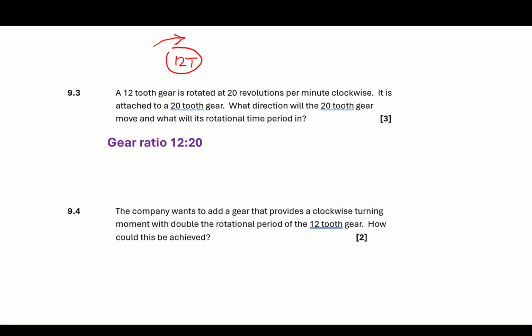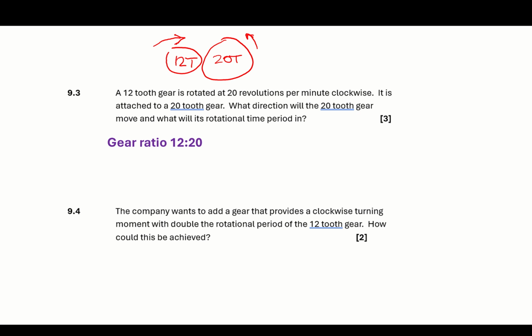And remember, we've learned that machines can change the direction or the magnitude of a force. Now we're going to attach it to a 20-tooth gear. So the 12 is being turned. I'm just going to draw myself a bigger one, 20 teeth. What I do know is if that one goes clockwise, this is going to end up going anti-clockwise.